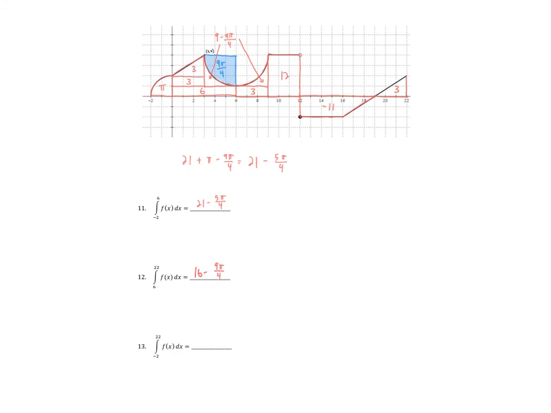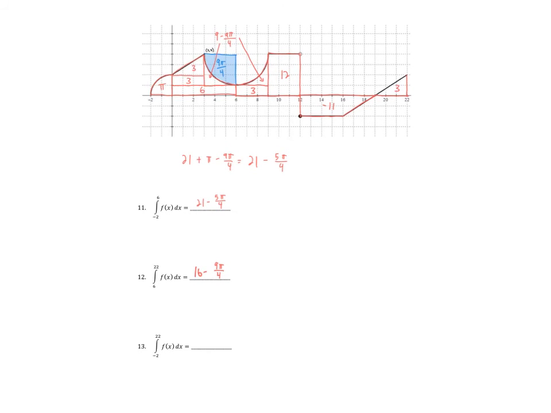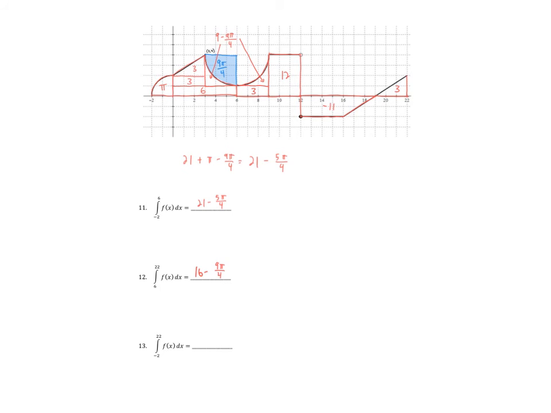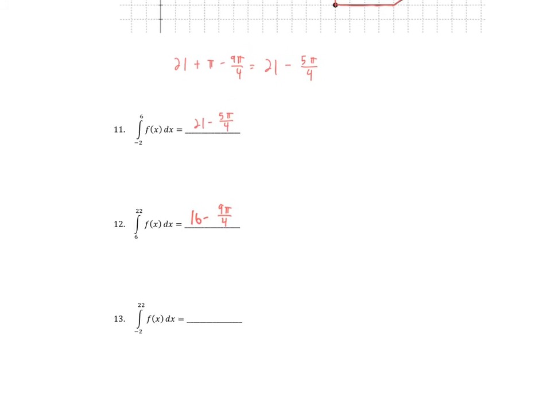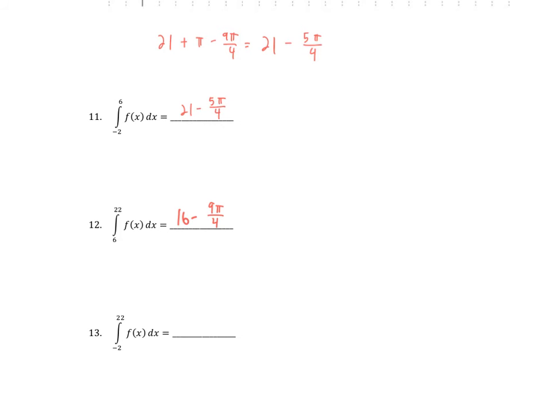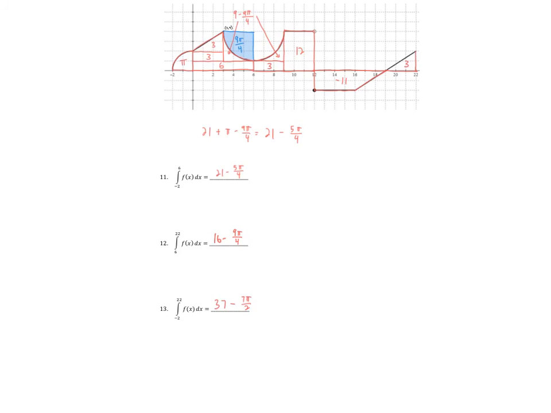Okay, and then the last one, they want from negative 2 to 22, and that's just all the area combined. And so if we found from negative 2 to 6, and then from 6 to 22, we could just add these, and that'll get us from negative 2 to 22. So if we add the numbers 21 and 16, it's 37. Minus, and then negative 5 pi over 4 minus 9 pi over 4 is negative 14 pi over 4, which is negative 7 pi over 2, and that's it.